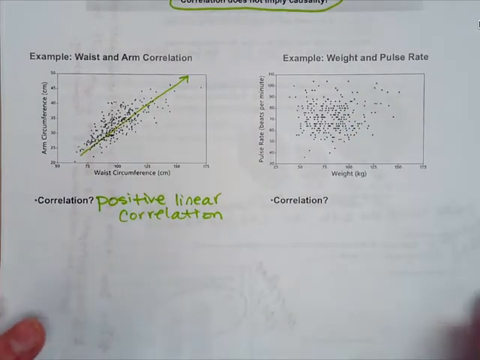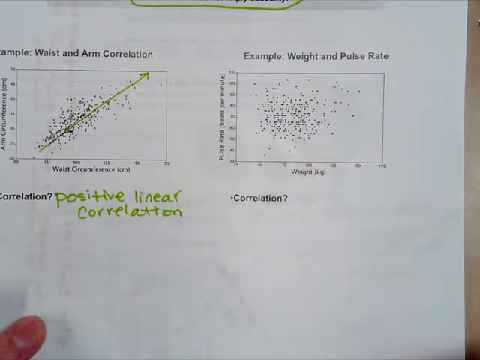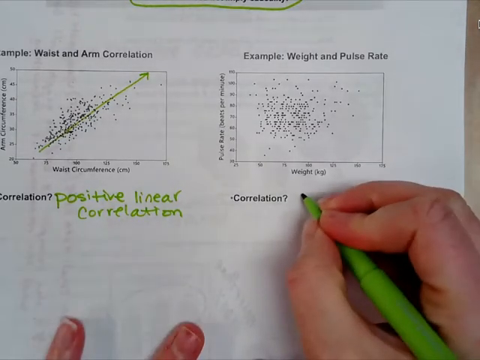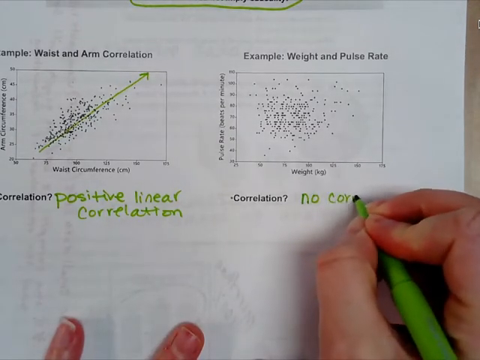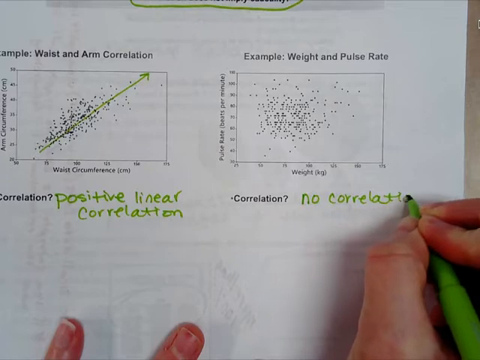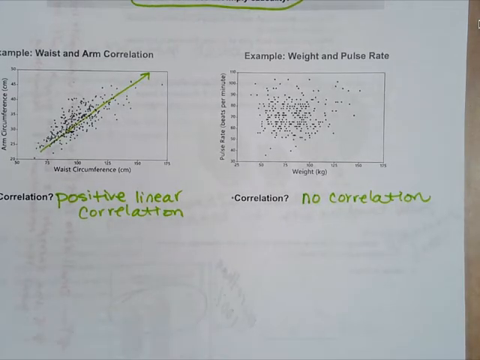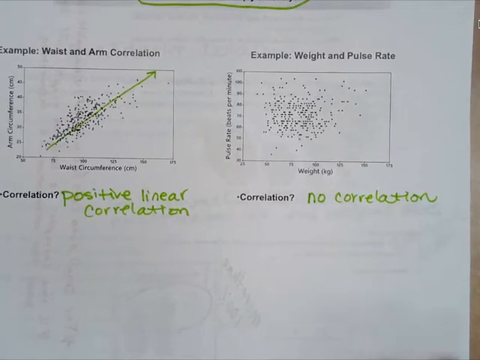Weight and pulse rate. This one is all over the place. There's no straight line in there, so this would have no correlation. There's no correlation between weight and pulse rate.